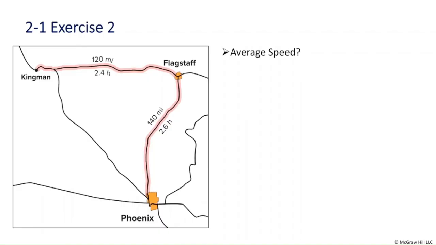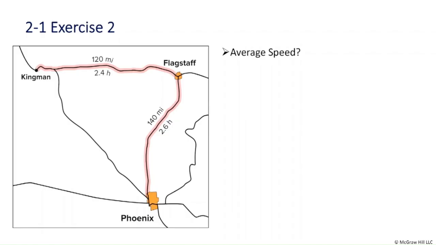Now let's try another example. So this image shows a road map for a trip from Kingman to Phoenix going through Flagstaff. So you are given the distance and travel time for each segment, Kingman to Flagstaff and Flagstaff to Phoenix. And now your task is to calculate the average speed for the entire trip. Now remember the formula. Average speed is total distance over total time. Now again, you can pause this video and you can try to solve the problem by yourself.